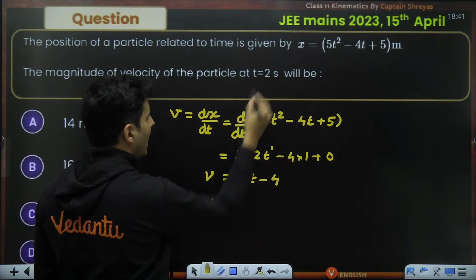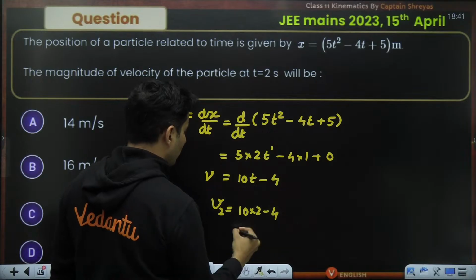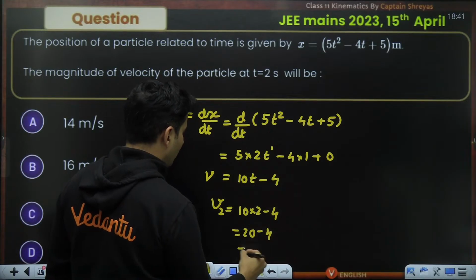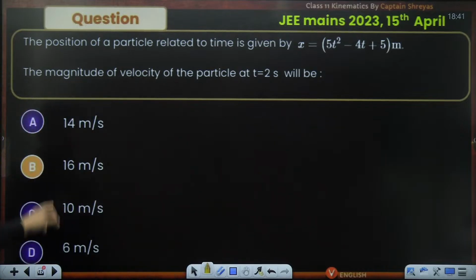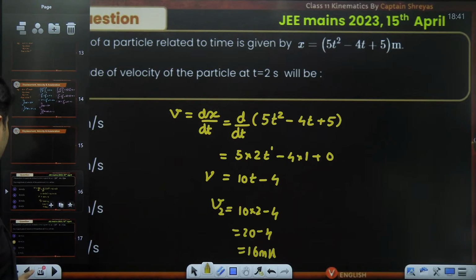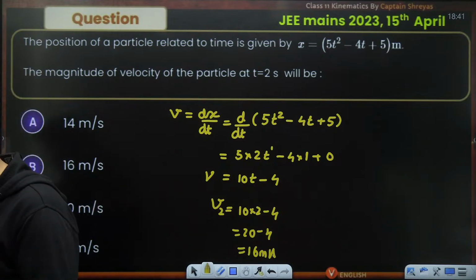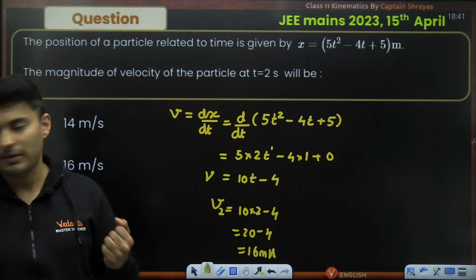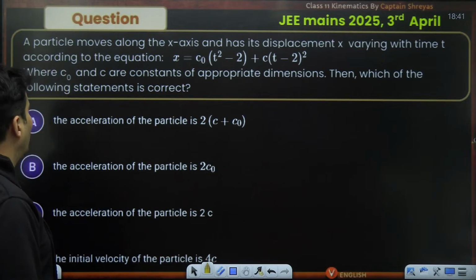So now velocity at 2 seconds, meaning time value, I will put it as 2. So 10 2s are 20 minus 4, which is 16 meters per second. Where is it? Over here. B option is the right answer. Everyone with me on this? Perfect. Great. Let's move to the next question on your screen.